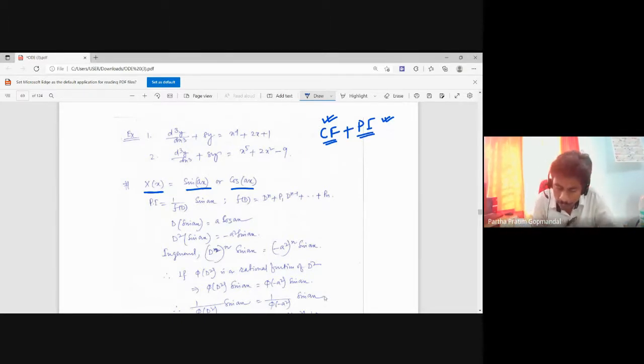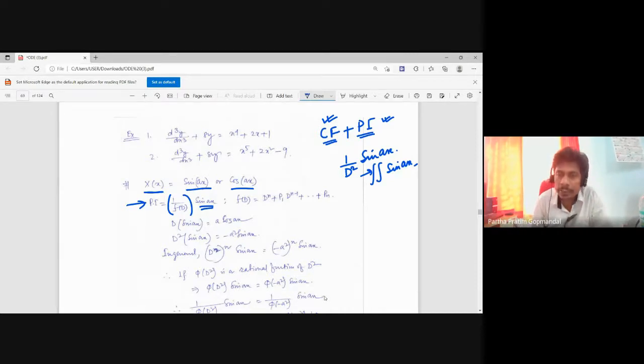Let us see what happens with sine ax. The particular integral, as I discussed in last class, is nothing but 1 by f(D) of sine ax. Remember, this portion 1 by f(D) is an operator, and this is the function sine ax. So you have to operate 1 by f(D) on sine ax. Now, a very simple function: if 1 by f(D) is 1 by D and you operate that on sine ax, it will give you back just the integration of sine ax. If it is 1 by D square, then double integration.